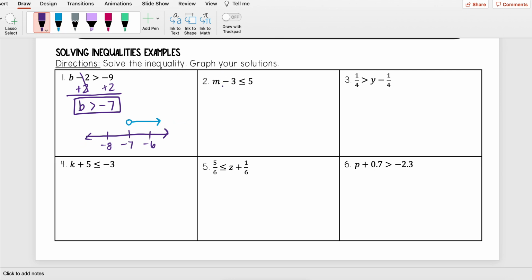Let's try another one here. So I have m minus 3 is less than or equal to 5. To get m by itself, I need to add 3 to both sides. And so I get that m is less than or equal to 5 plus 3, which is 8.